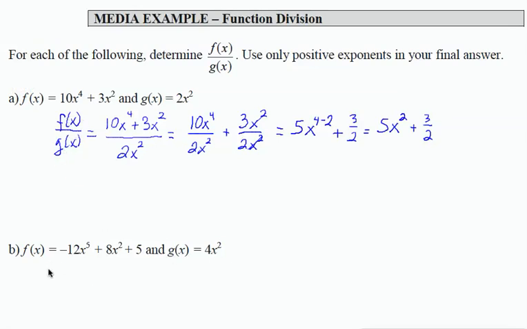Looking at part B, we're going to do the same thing, same approach, f of x divided by g of x. My f of x now is negative 12x to the fifth plus 8x squared plus 5, and then all of that divided by 4x squared.